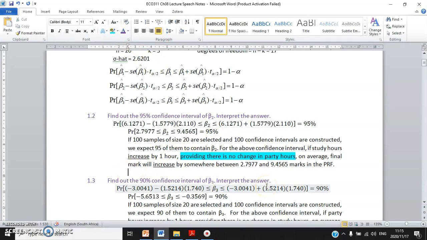So let's look at the interpretation. It means if 100 samples of size 20 are selected and 100 confidence intervals are constructed, we expect 95 of these confidence intervals will contain the true B2. And then for the above confidence interval, if study hour increases by 1 unit, then the ceteris paribus condition, providing there is no change in your X3, your party hours, on average, final mark would increase. You see the positive range here, or the positive confidence interval. So the final mark would increase by somewhere between 2.7977 and 9.4565 units or marks in the PRF.